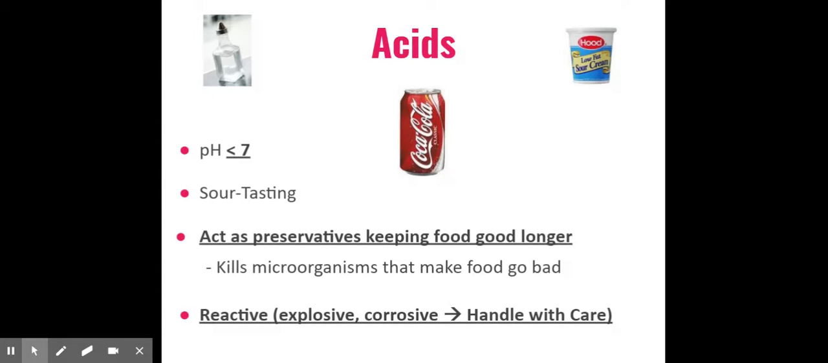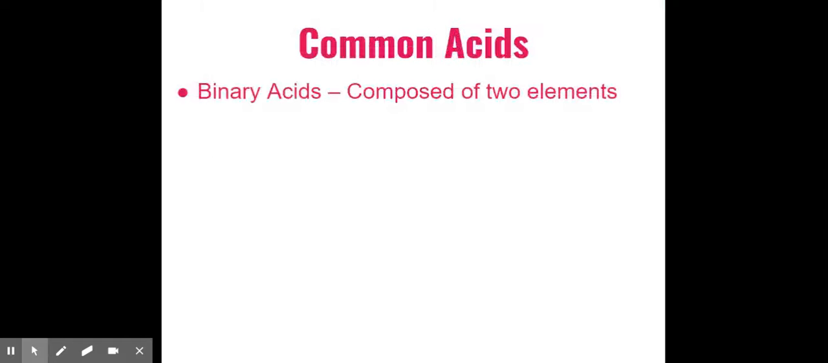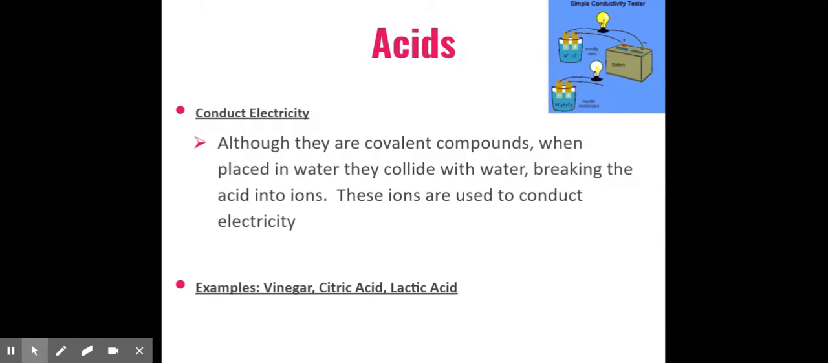Great. Those are some great suggestions. So we're going to go ahead and learn a little bit more. Acids also conduct electricity. So they are covalent compounds, which means that they are two or more nonmetals that have bonded together. When they're placed in water, they collide with the water molecules, and that breaks the acids up into ions. Those ions are used to conduct electricity.